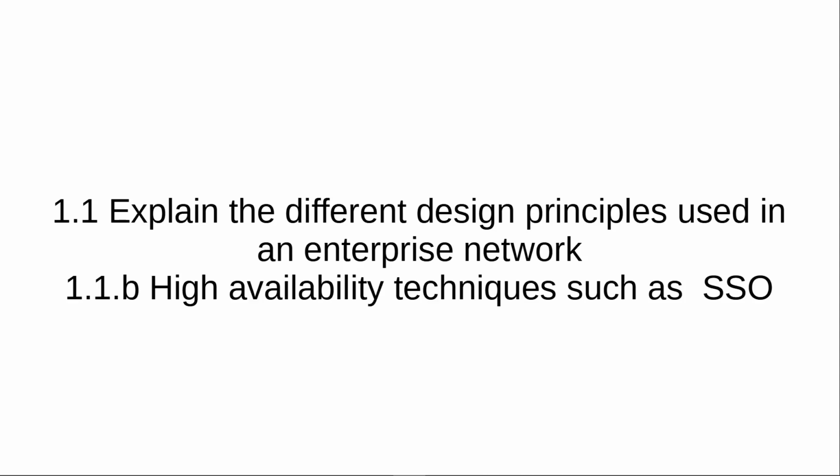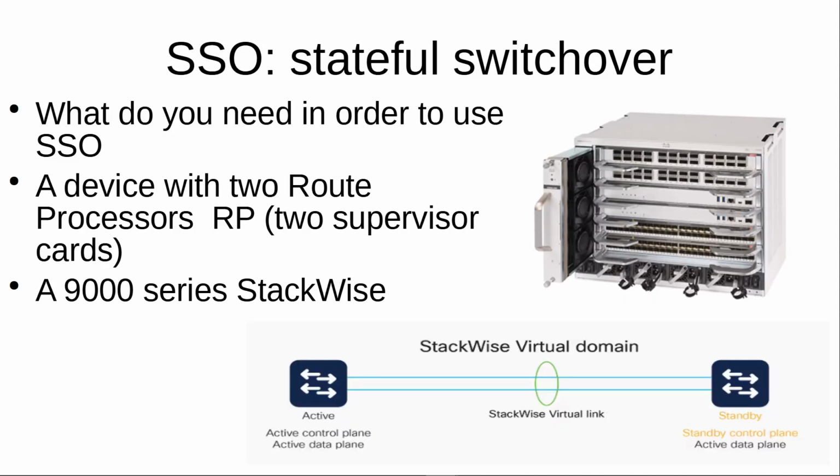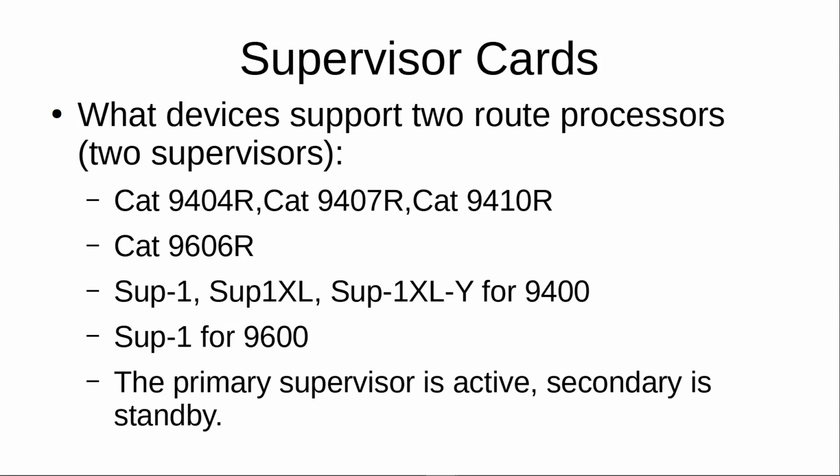Explain high availability techniques such as stateful switchover. In order to have or use this feature, you will need a device that has two route processors, or RP. That will happen if you have two supervisors, or in case you have a 9000 Catalyst series stack-wise solution. So if you need two supervisor cards, you will need to have any of these chassis-based catalysts, and then you can use any of these supervisor cards.